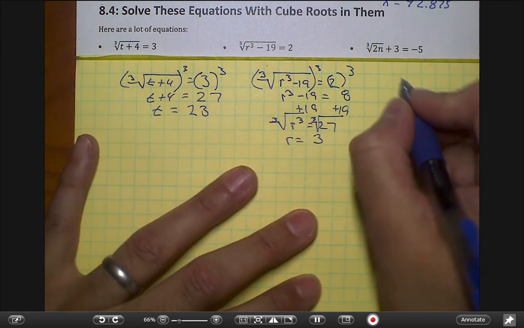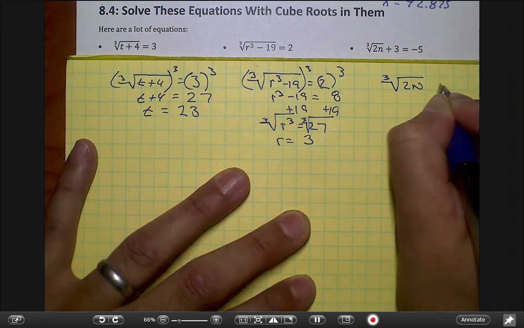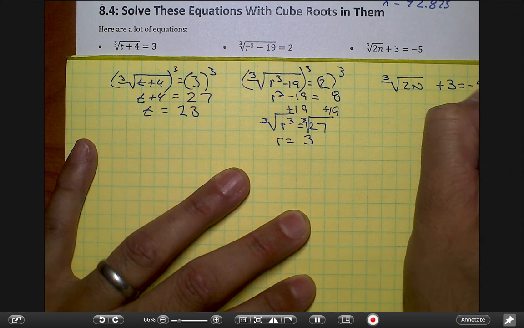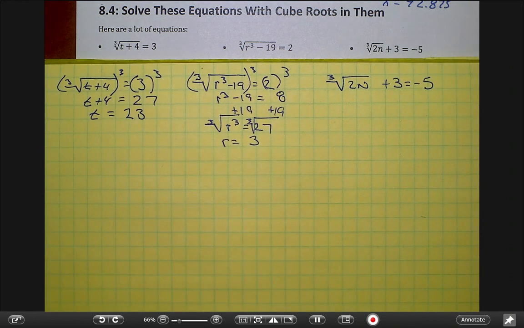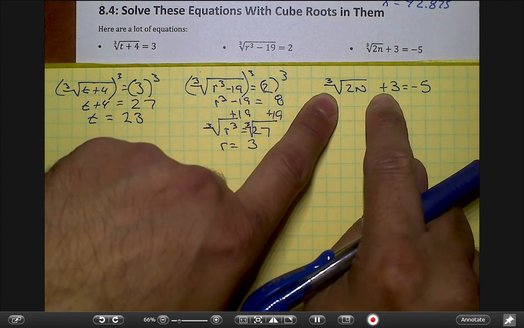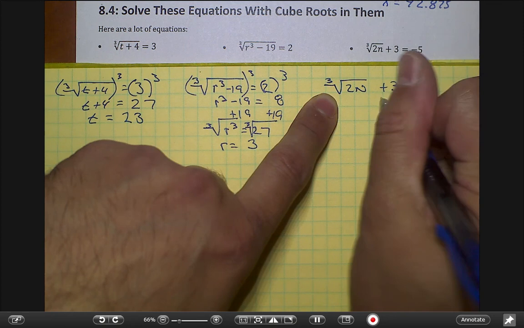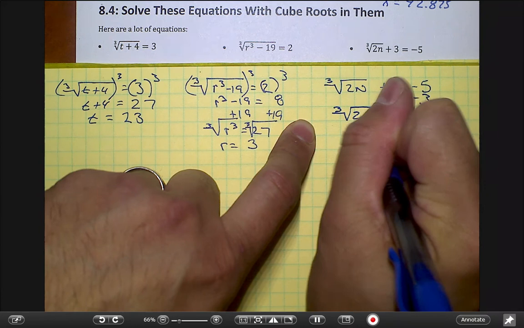So let's take a look at this one right here. This next one's the good one. Okay, listen up please. On this problem right here, I cannot do anything until my radical or my root is all by itself. So I have to get this thing right here by itself first, so I need to get rid of my 3, minus 3. Not yet. After negative.